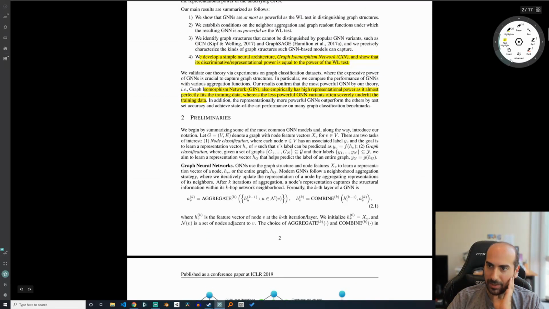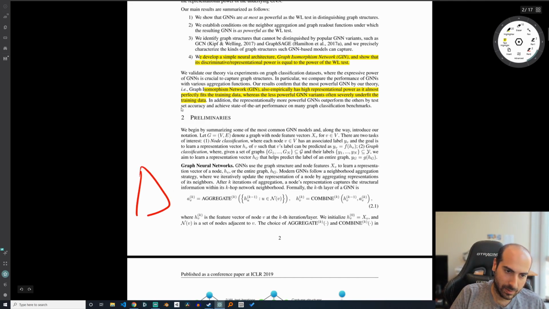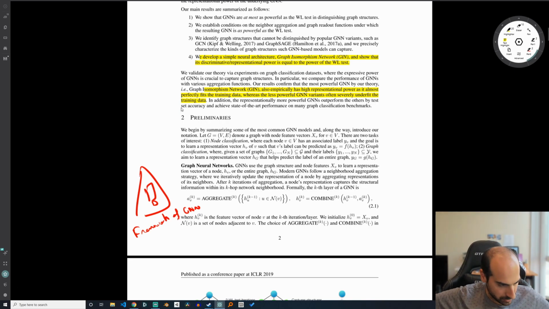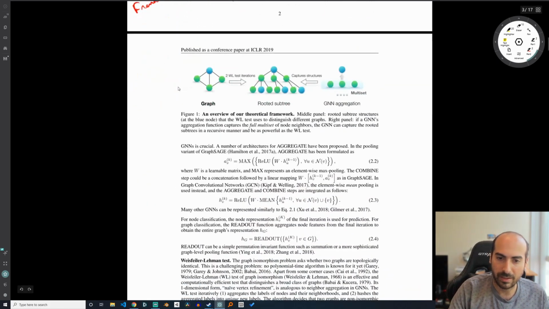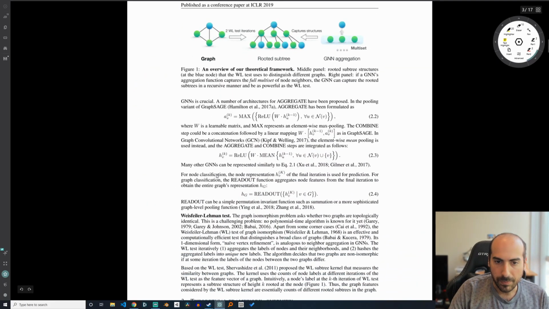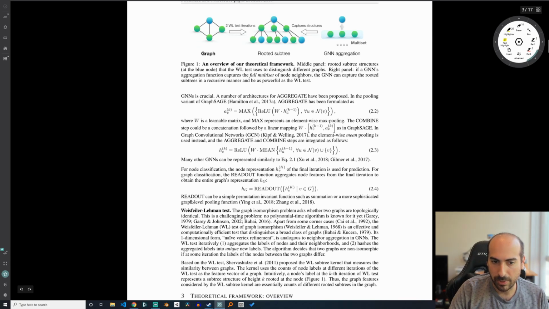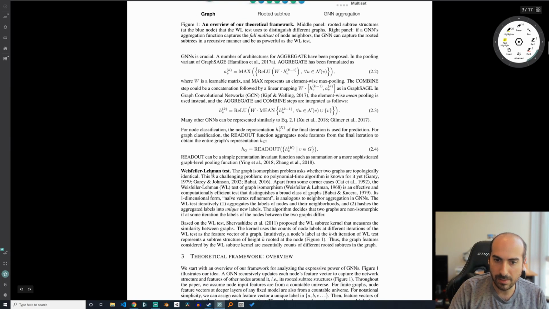I love this actually. This is the framework of GNNs. It's nice because as long as it's this form, you can plug in different algorithms. I've done this graphically, but this is a nice summary. For node classification, there's a readout, and then they discuss the test.